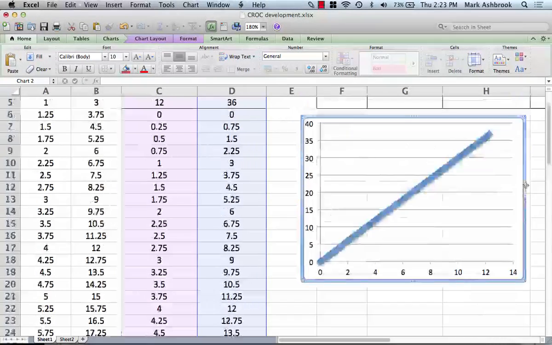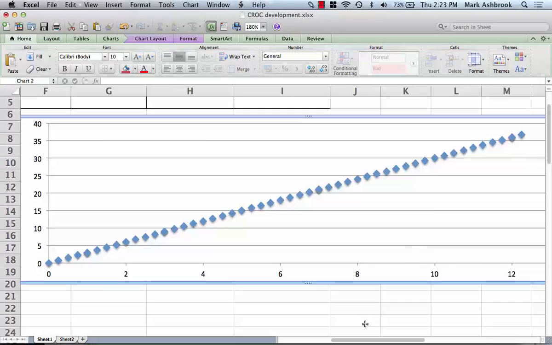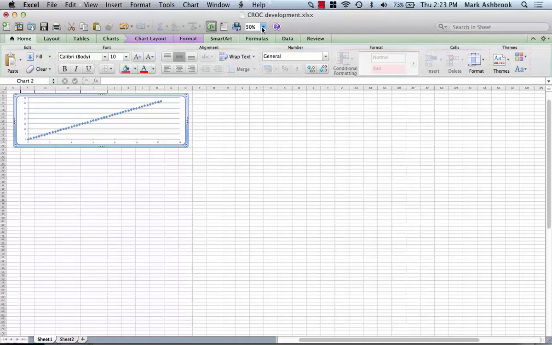Okay, so can you see all the points? You're supposed to be able to see them. Okay, there we go. That's better. Okay, so there's all these points. But if I zoom way out, what do you see? Even further than that.